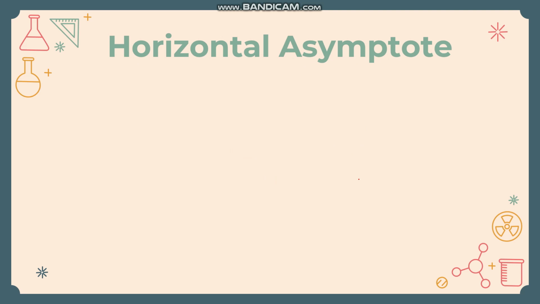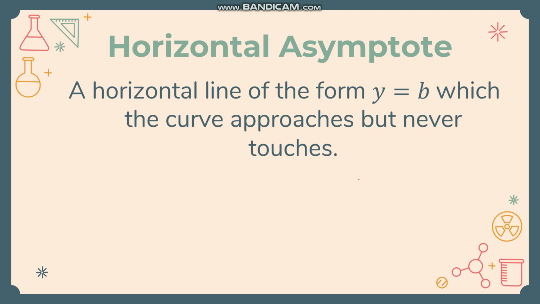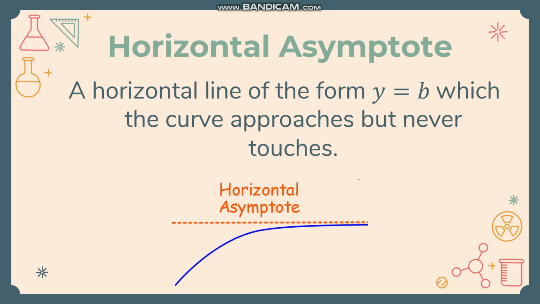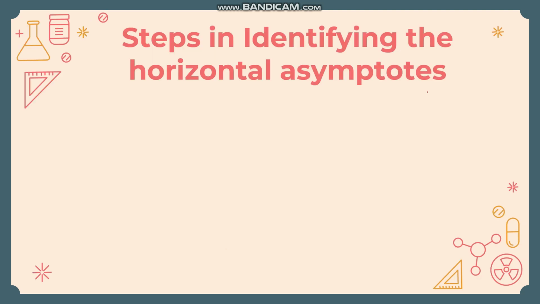Next, we have the horizontal asymptote. It is a horizontal line of the form y equals b, which the curve approaches but never touches. So let's say this is the graph of your rational function. The horizontal line here is what we call the horizontal asymptote. Again, this is in the form y equals b.